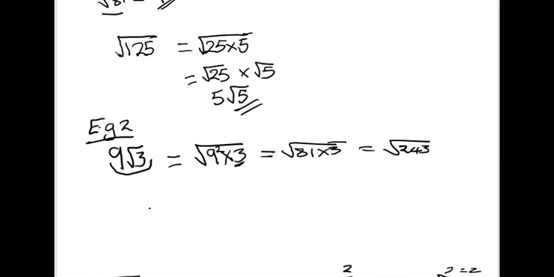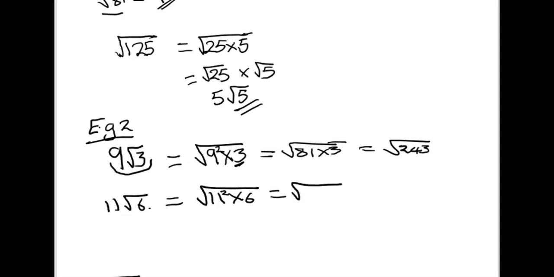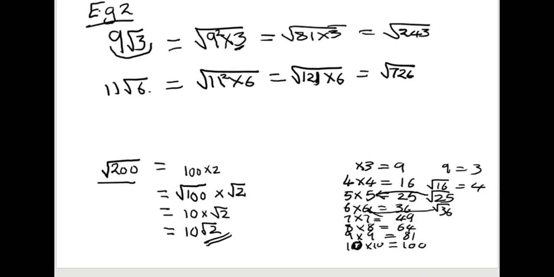One more example. If I take the next example, okay, I have 11 root 6. Same thing, I'm going to put these two numbers under the same root and then square the first one. Don't forget to square the first one. 11 squared is 121, times 6. 121 times 6 is 726. So it's that simple.